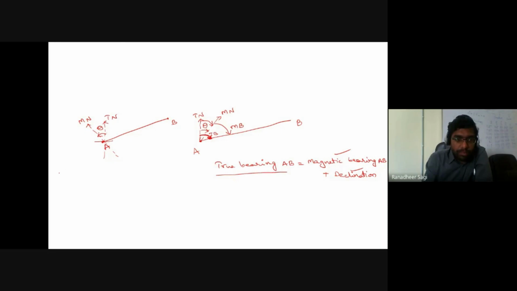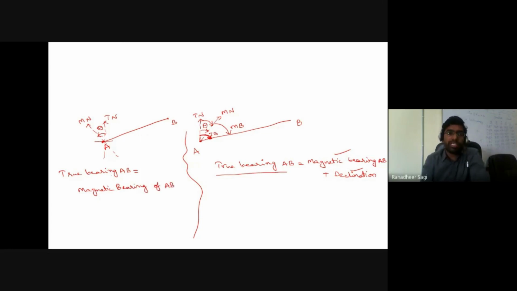Now, the problem is the same. I want to find out the true bearing of my AB line. So the true bearing of my AB line is equal to, once again, the magnetic bearing of the AB line. So what does the magnetic bearing of AB line mean? From the magnetic north, at what angle of inclination your survey line AB is there. This angle is what I am writing as the magnetic bearing of line AB.